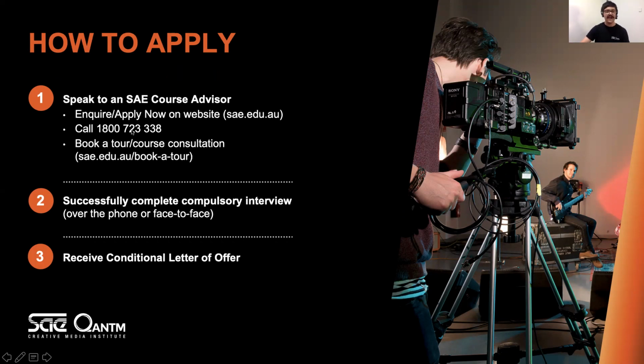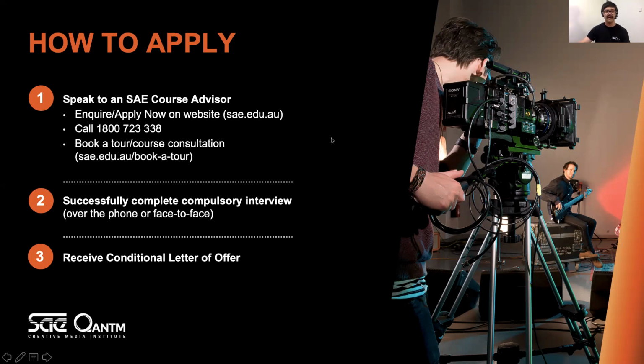You can call 1-800 SAE EDU, so that's 1-800-723-338. You can also book a tour or a consultation via our website or calling the number. So please get in touch if you'd like to have a chat or find out any further information.